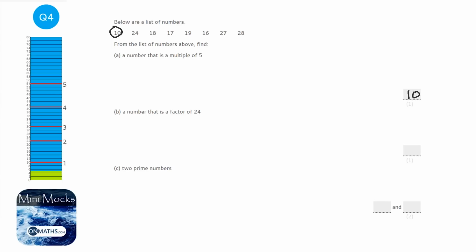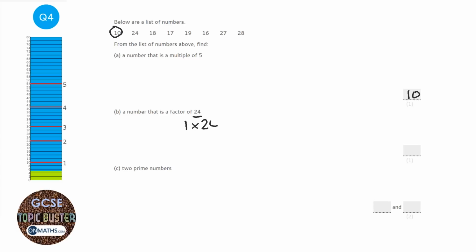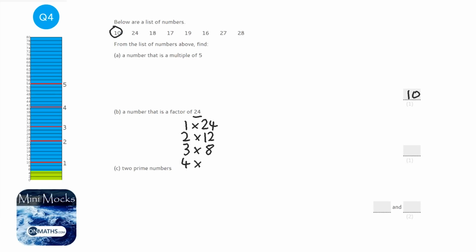Now factors go the other way. A factor of a number means that the number, so 24, is in another number's times table. So 24, and the easiest way to find the factors of 24 is you start off with 1 and 24, because 1 times 24 is 24. Then you go 2 times, well, 12, 3 times 8, 4 times, and you think how many 4s? 6. 5 times, well, that doesn't work. 6 times we've already got. So those 8 numbers are the factors of 24.